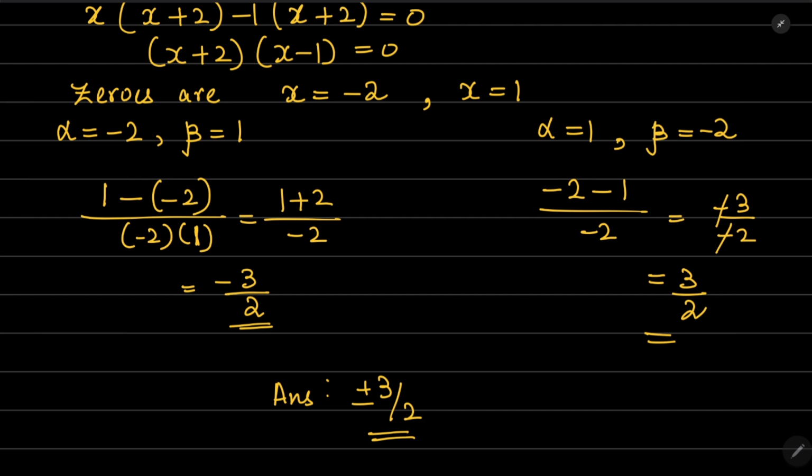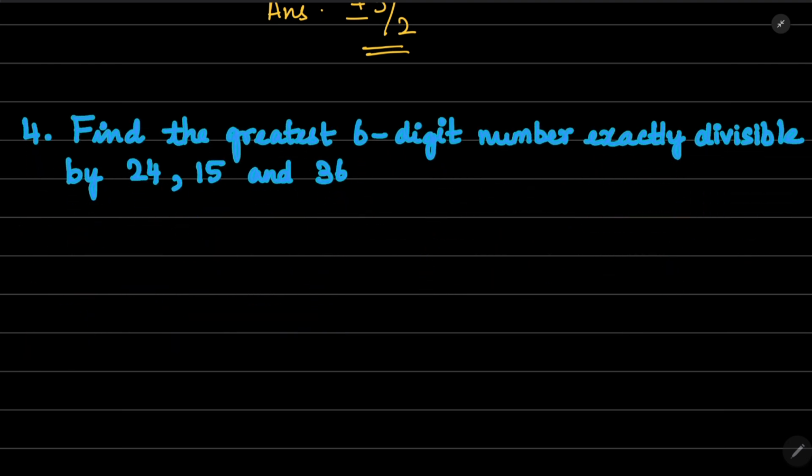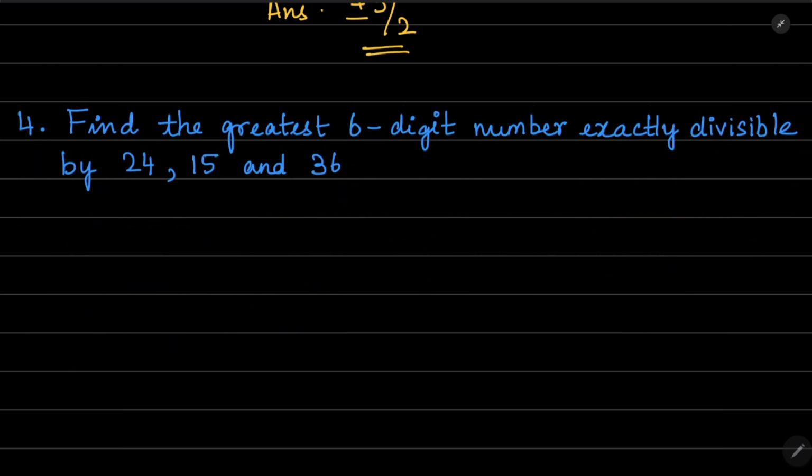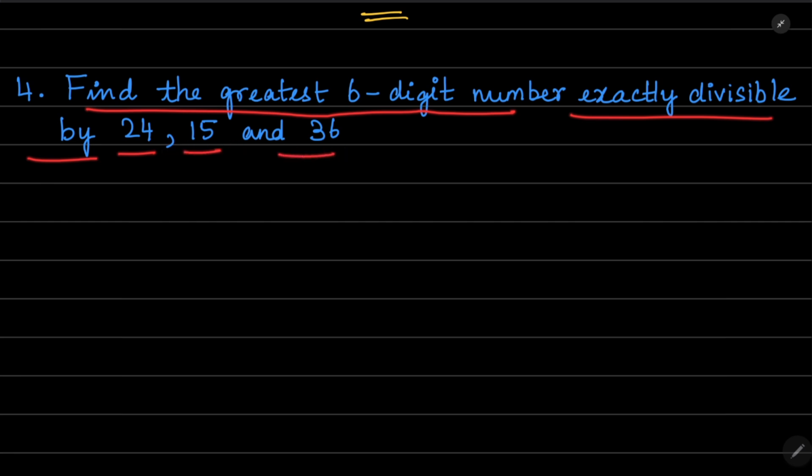Let's go ahead and do the next question. So here, in this particular question, this is a very, very important question from your first chapter. Listen carefully. So the question is, find the greatest 6-digit number that is exactly divisible by 24, 15 and 36.